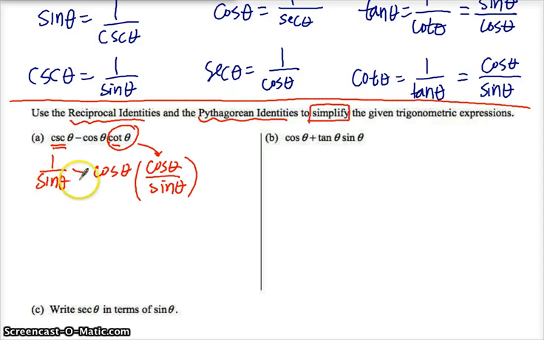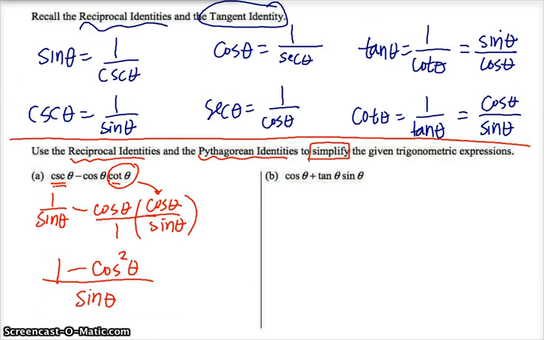So if you notice here, this is cosine over 1, so I have a common denominator of sine for both of these terms, so I can combine the numerators. So it's 1 minus cosine times cosine. Well, what is cosine times cosine? That's cosine squared.